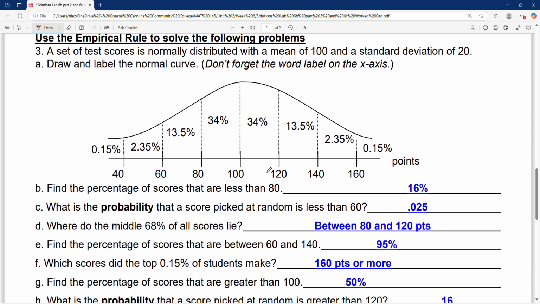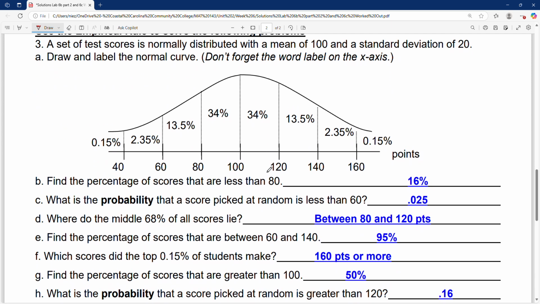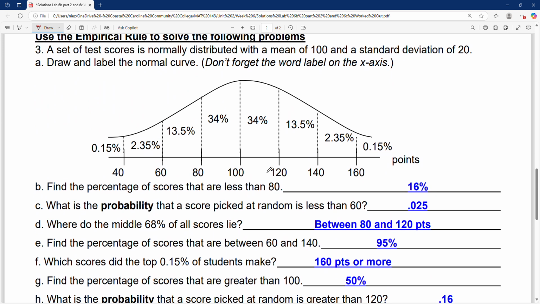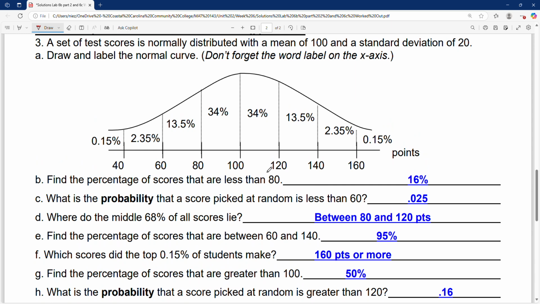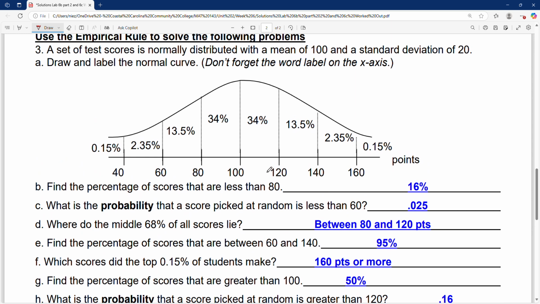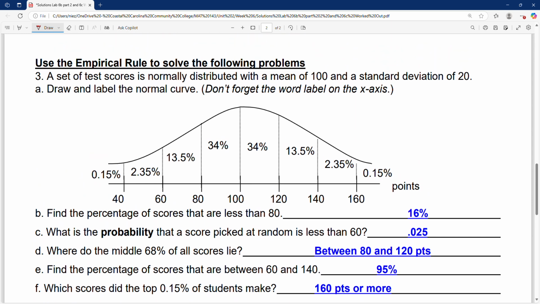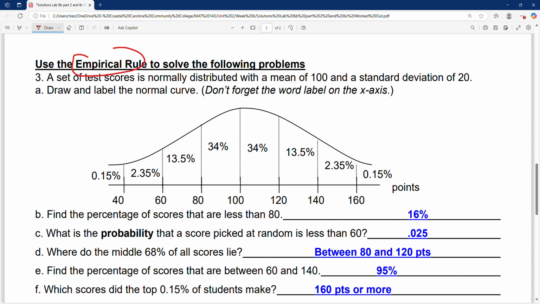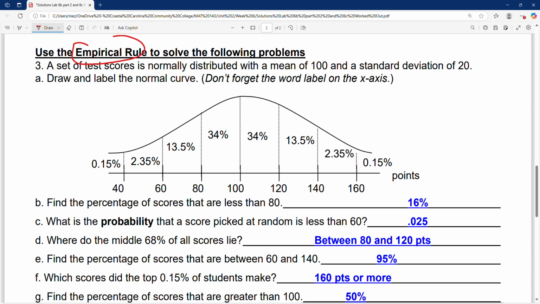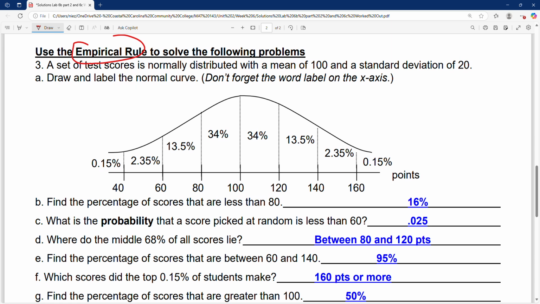Most of you had a problem with number 3 and 4. For number 3, some of you got values from other resources, but you should use the empirical rule. So draw the picture like this. You have 34, 13.5%, 13.5%, and this part is 2.35, and here is 0.15. The left side is similar.